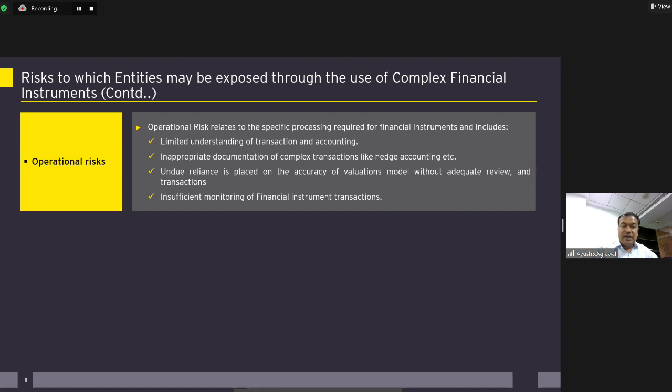Then there is always a risk of inappropriate documentation. If you are dealing with, let's say, a derivative, or with hedge accounting or something, there has to be appropriate documentation. And there will always be a risk of whether all the companies understand this detailed set of complex documentation requirements. So a risk of inappropriate documentation is always there.